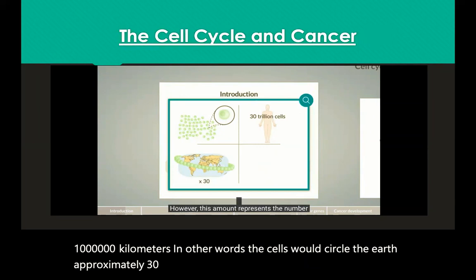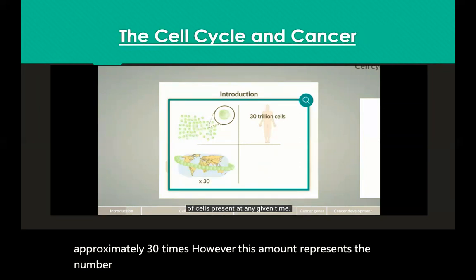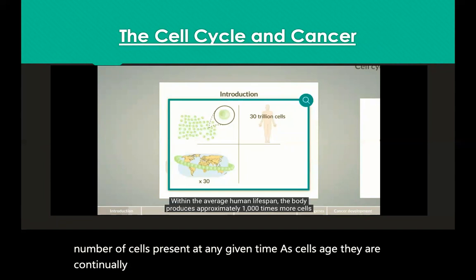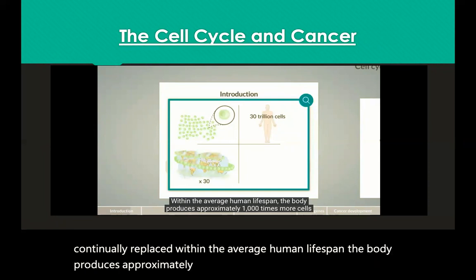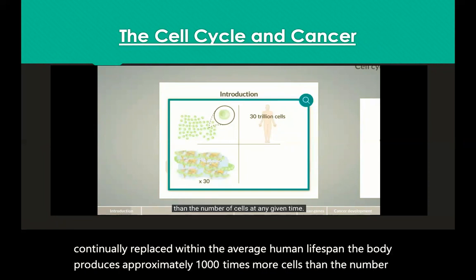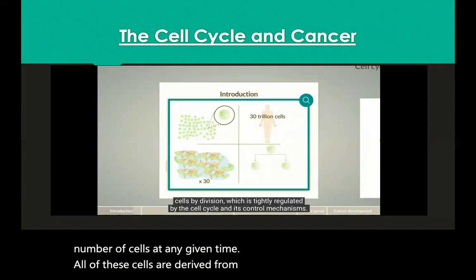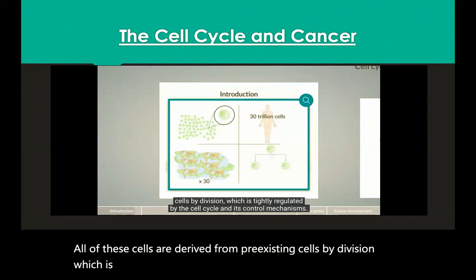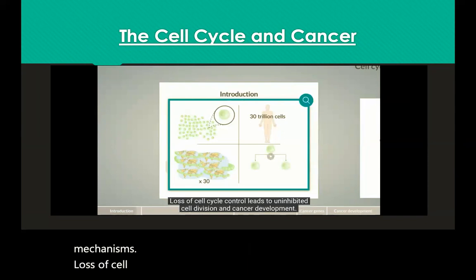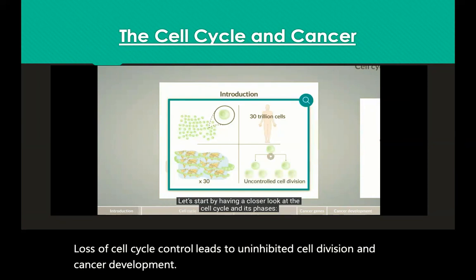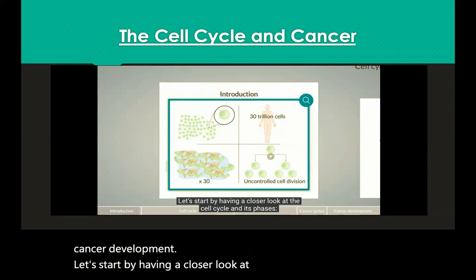However, this amount represents the number of cells present at any given time. As cells age, they are continually replaced. Within the average human lifespan, the body produces approximately 1,000 times more cells than the number of cells at any given time. All of these cells are derived from pre-existing cells by division, which is tightly regulated by the cell cycle and its control mechanisms. Loss of cell cycle control leads to uninhibited cell division and cancer development. Let's start by having a closer look at the cell cycle and its phases.